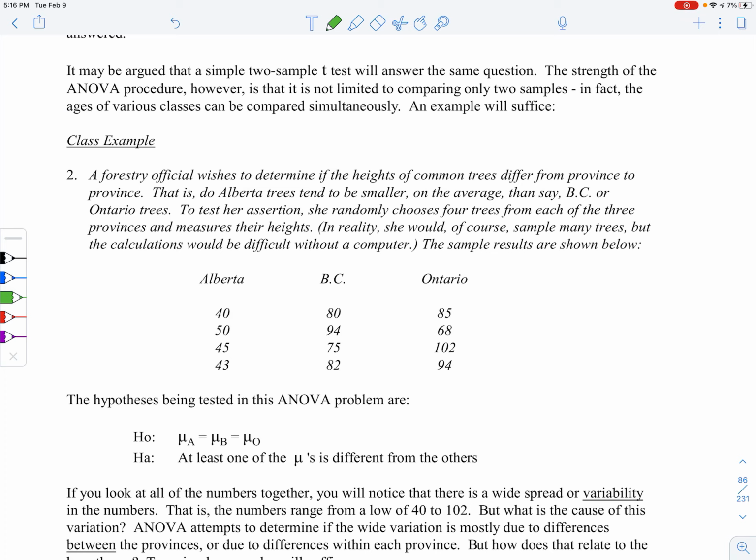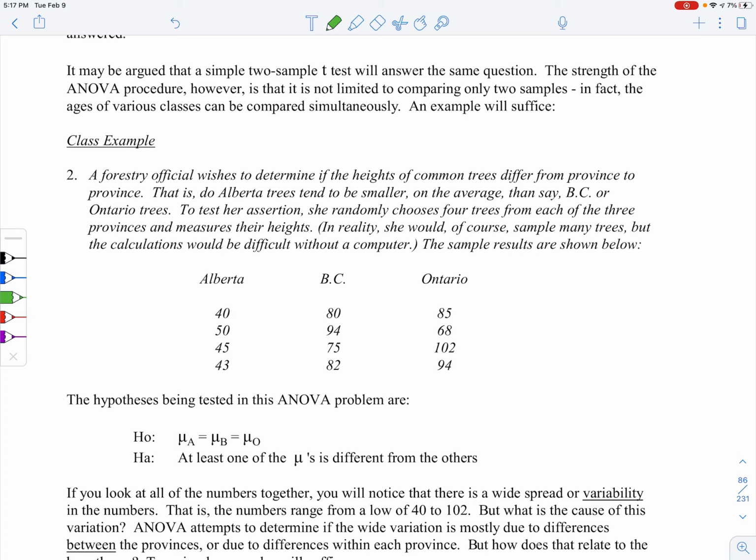So a forestry official wishes to determine if the heights of common trees differ from province to province. That is, do Alberta trees tend to be smaller on average than, say, BC or Ontario trees? To test her assertion, she randomly chooses 4 trees from each of the 3 provinces and measures their heights. Now, of course, in reality, that's goofy. I mean, you wouldn't choose 4 trees. You'd choose 400 trees or something like that. But we're doing this by hand, and with small numbers, we can show you how this particular thing works here. Okay. So again, practically, there would be a lot more trees here.